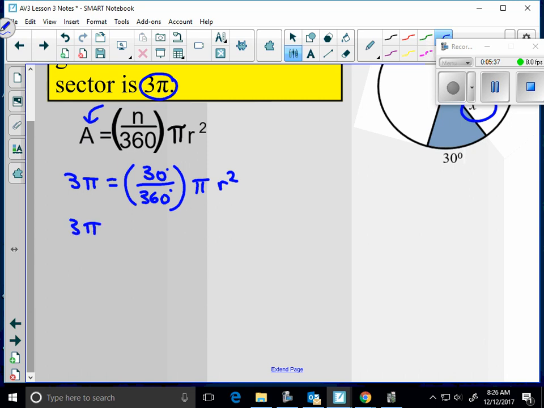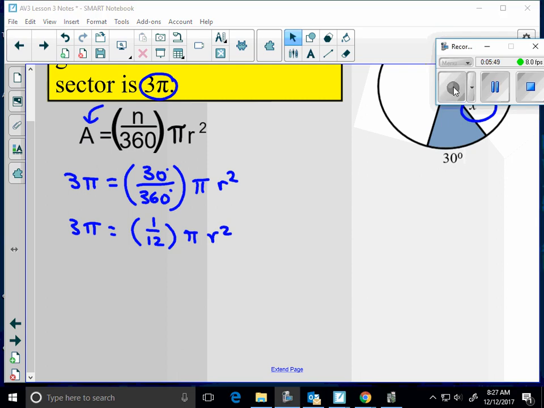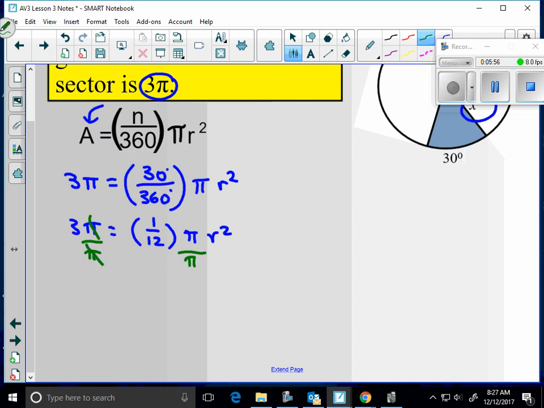So I know 3 pi is equal to 30 over 360, which is the same as 1/12, times pi times radius squared. Okay. So I could basically, in essence, divide by pi on both sides. So that would cancel here and cancel here. So I'm left with 3 equal to 1/12 of r squared.